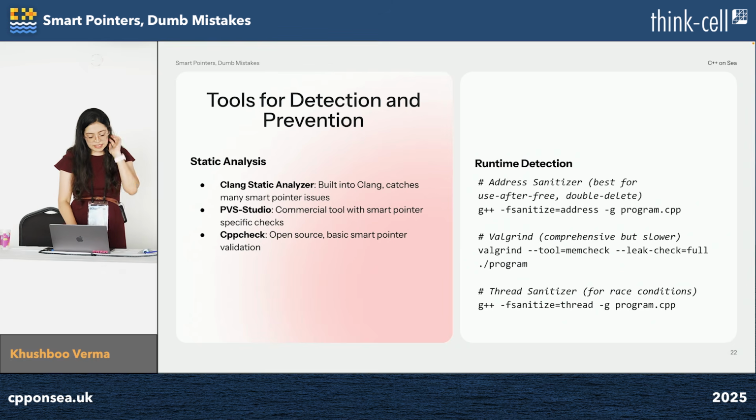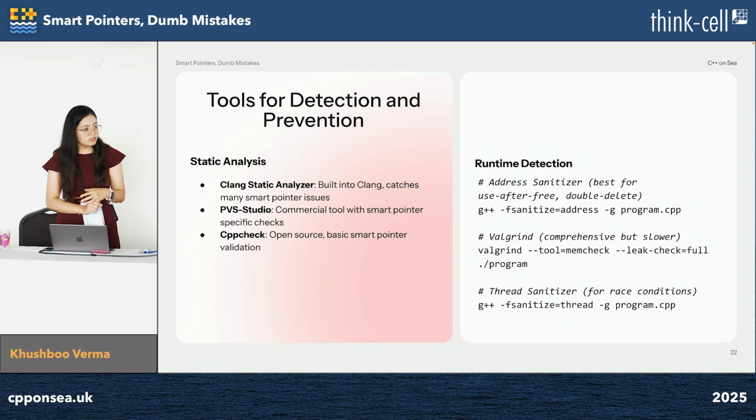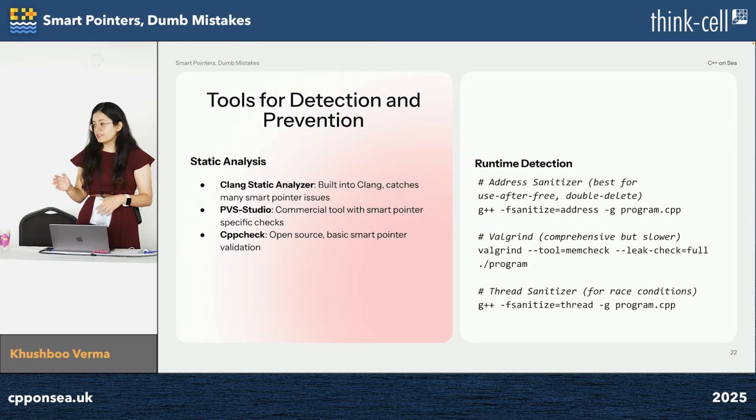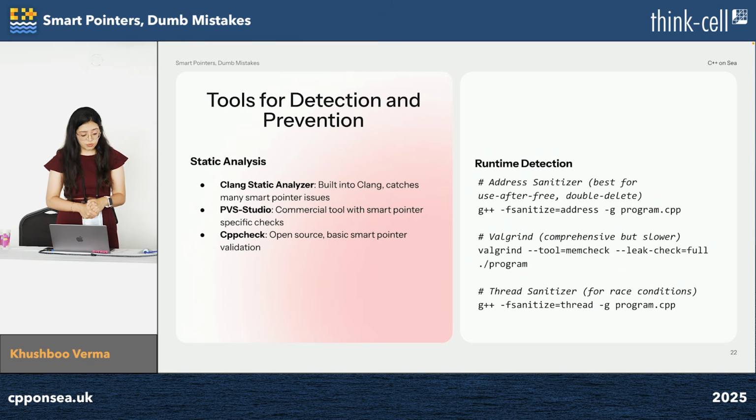The Clang static analyzer is built into Clang. It catches many smart pointer issues when you run it. Then there is also a paid solution, which is PVS-Studio. It's a commercial product, and it has smart pointer specific checks that will point out if your smart pointers are not used in an appropriate way. And then if you want to use something free and open source, there is Cppcheck, which is an open source library that has basic smart pointer validation. It can do some basic validations for you.